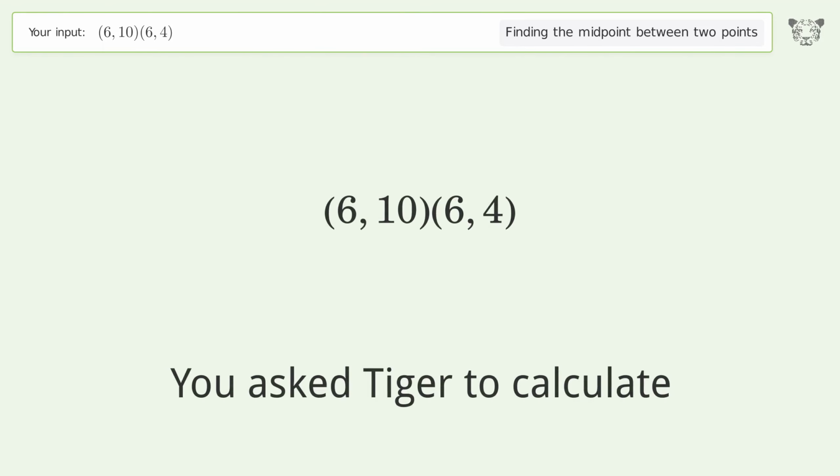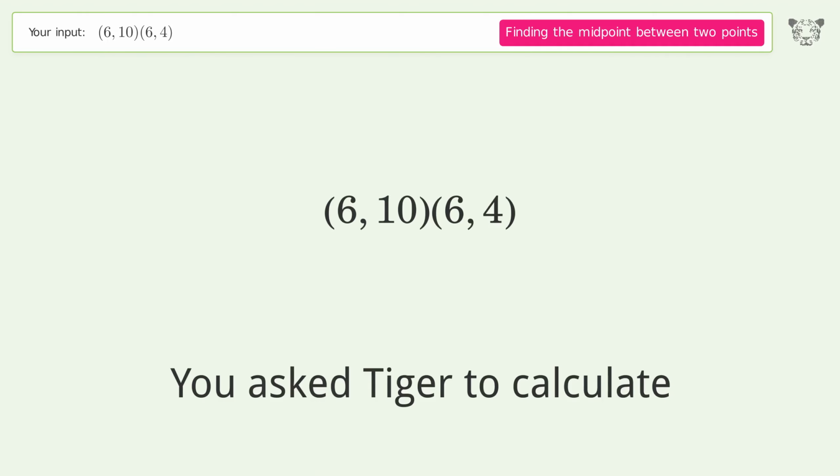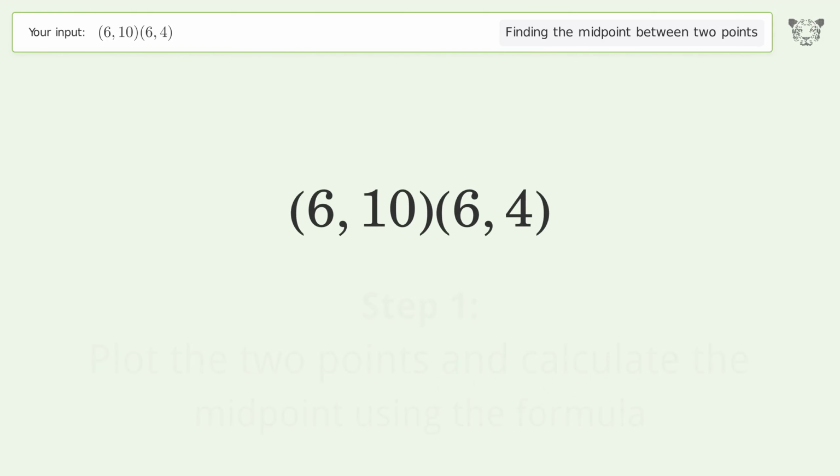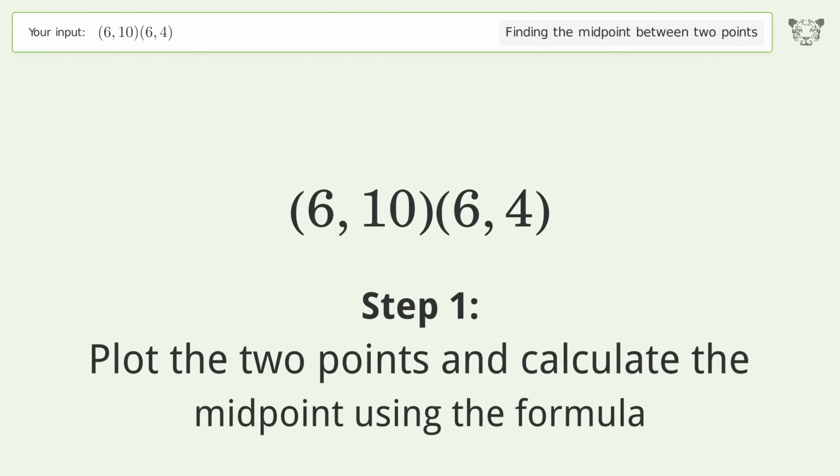You ask Tiger to calculate. This deals with finding the midpoint between 2 points. The midpoint between the 2 points is 6, 7. Let's solve it step by step. Plot the 2 points and calculate the midpoint using the formula.